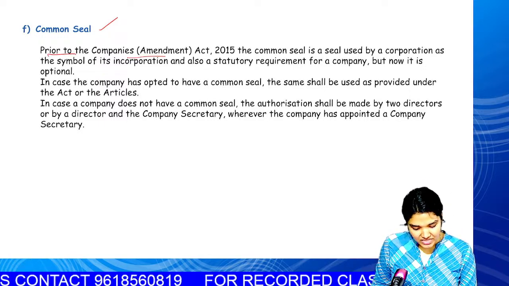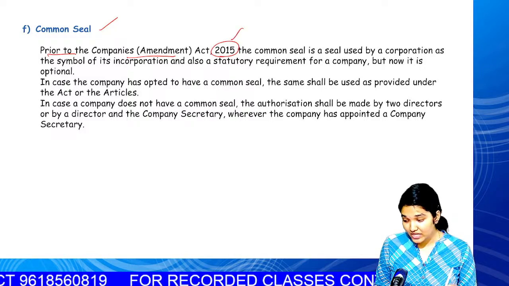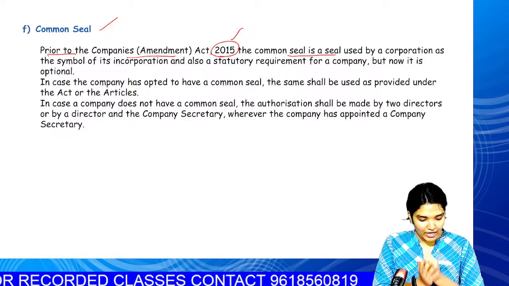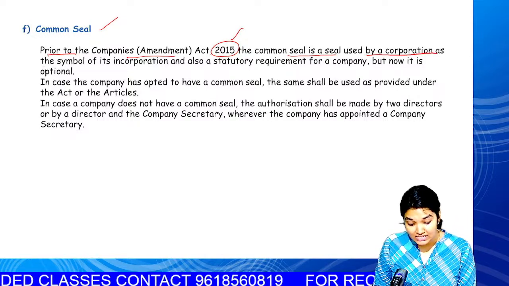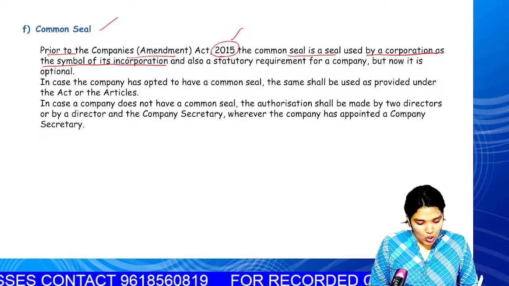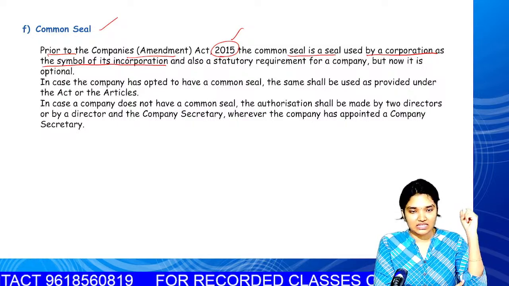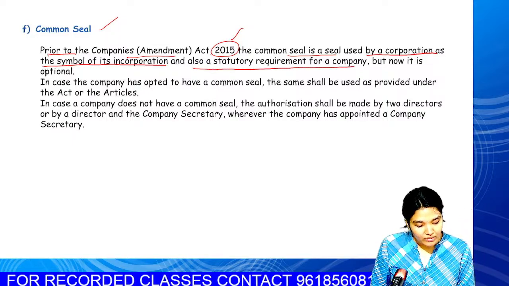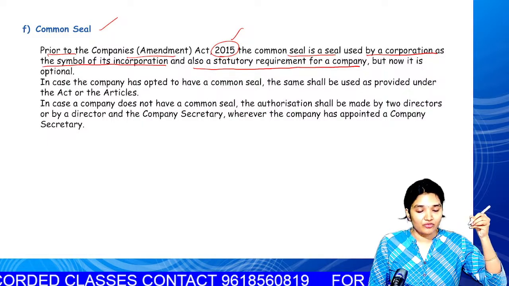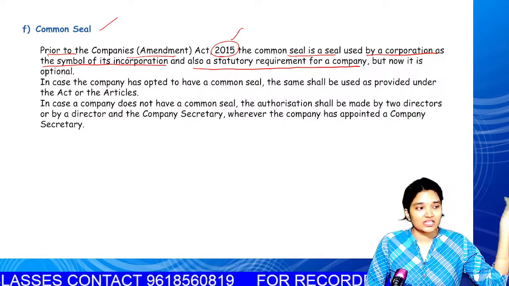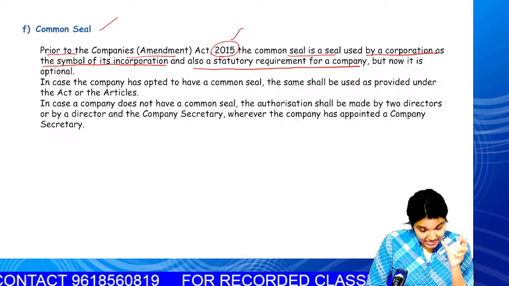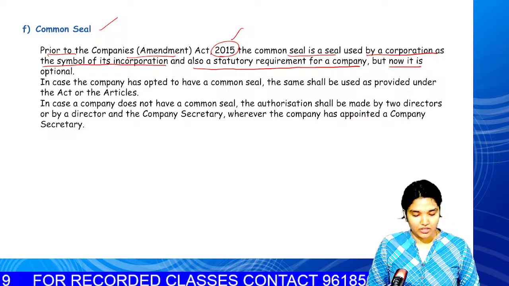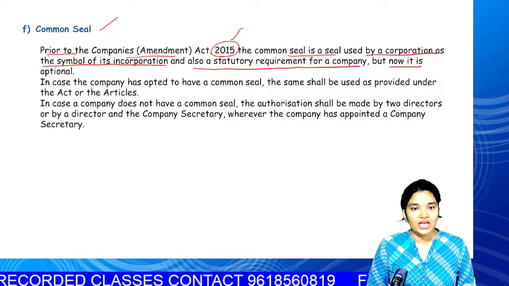Prior to the Companies Amendment Act 2015, there has been an amendment in 2015. Before the amendment, the common seal is a seal, a stamp-like thing, used by a corporation as the symbol of its incorporation, that we are incorporated. This is the symbol that we have been incorporated and we are running our operations. It was also a statutory requirement for a company. If you have to own a property, sell something, or involve in any business, export something, or for foreign investment, the statutory requirement was a common seal, not a signature. But now, after this amendment in 2015, this is an optional thing.